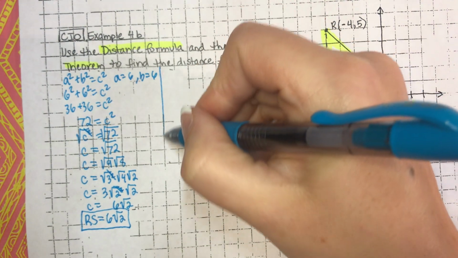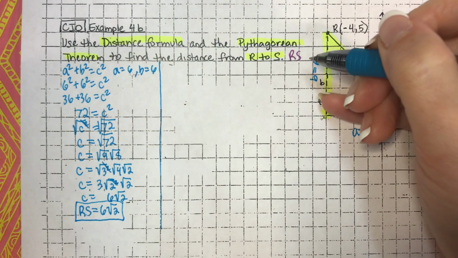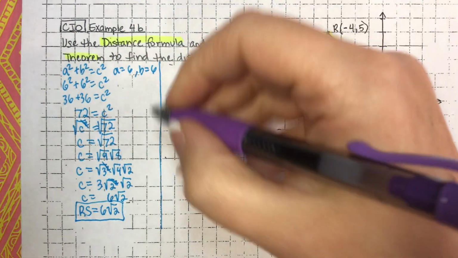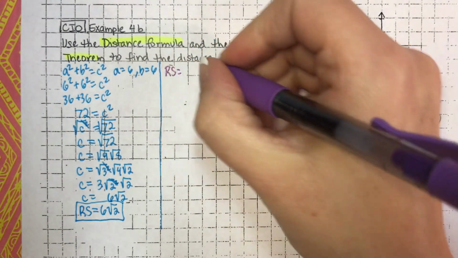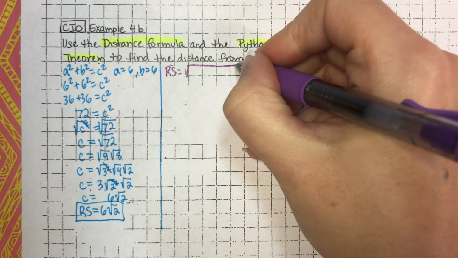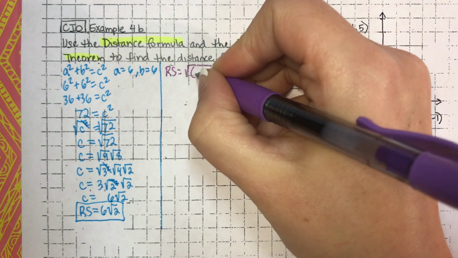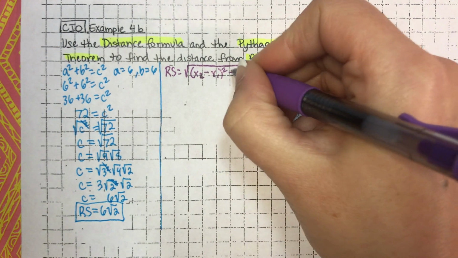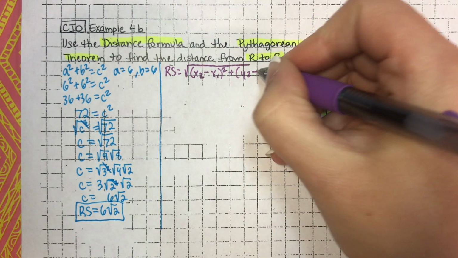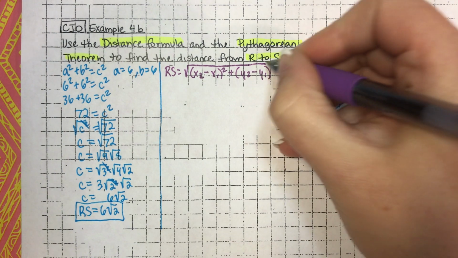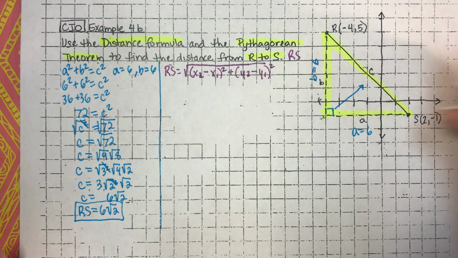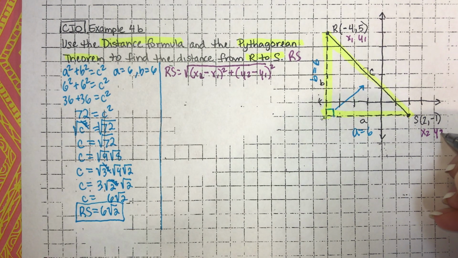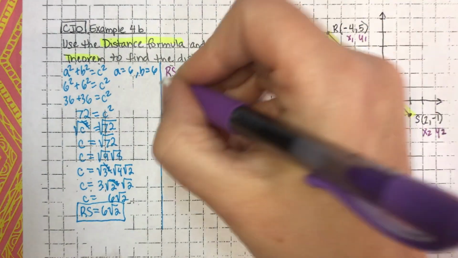Okay, now that's the Pythagorean theorem. So let's go ahead and use the distance formula now. The distance formula for RS is equal to the square root of, what is it? x2, the difference of the x values, x2 minus x1 squared, plus the difference of the y values, y2 minus y1 squared. And we're going to define our variables. This is our x1, this is our y1, this is our x2, this is our y2. Then we substitute those values in.